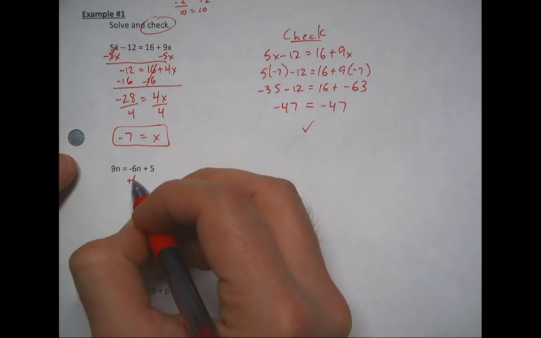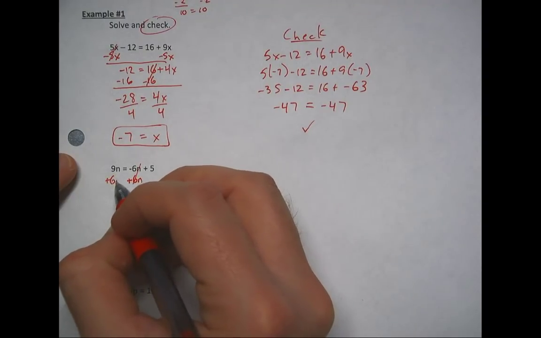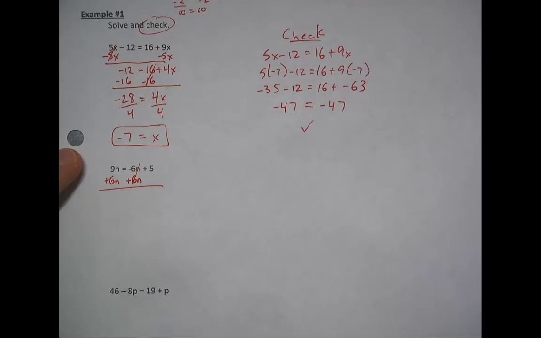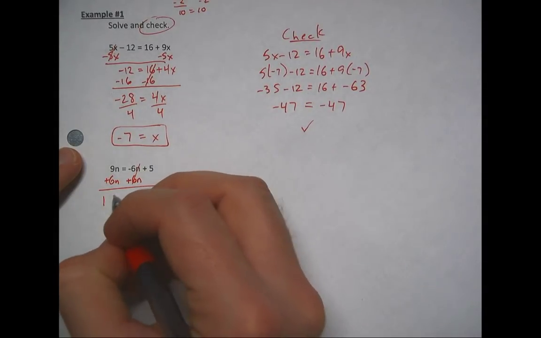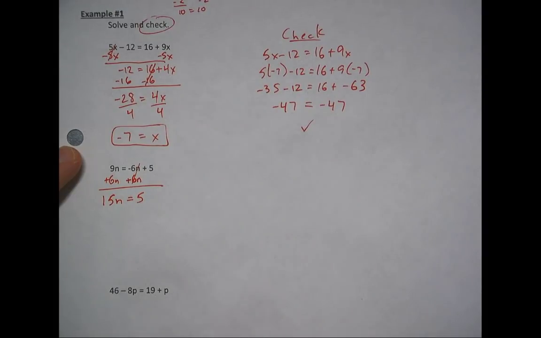It's a negative. I need a positive 6 so that they cancel. So I'm adding 6n to both sides. So that's going to give me 15n equals 5. Now be careful.